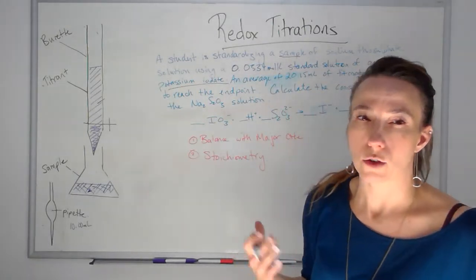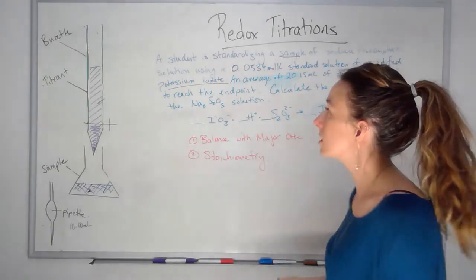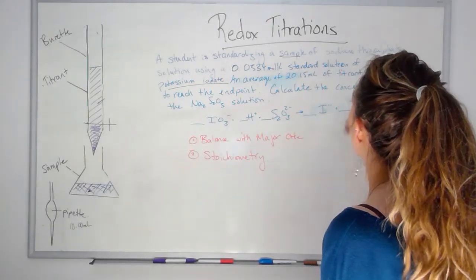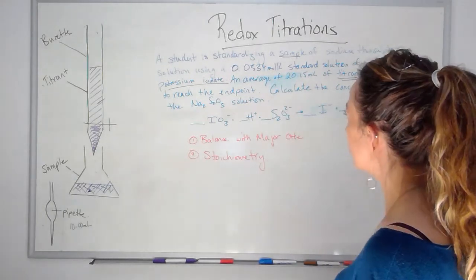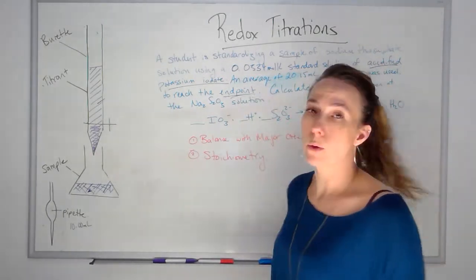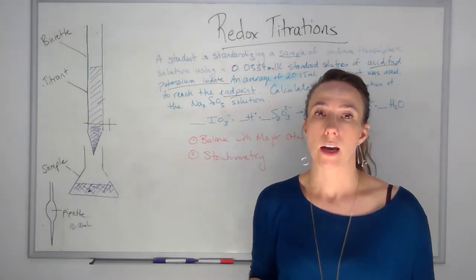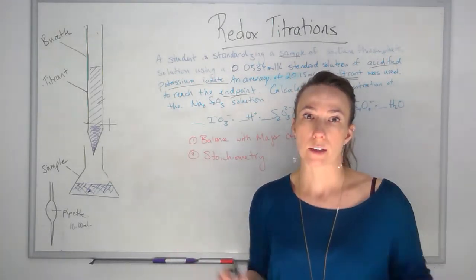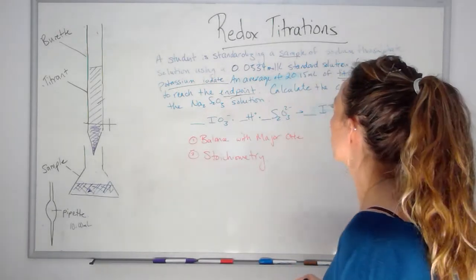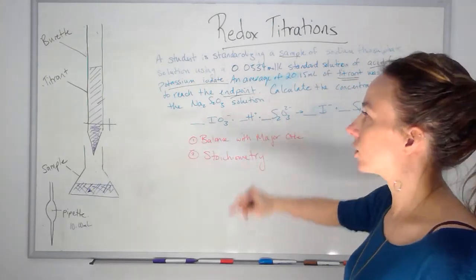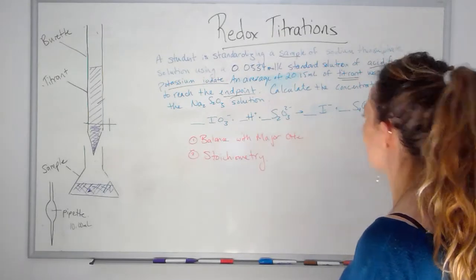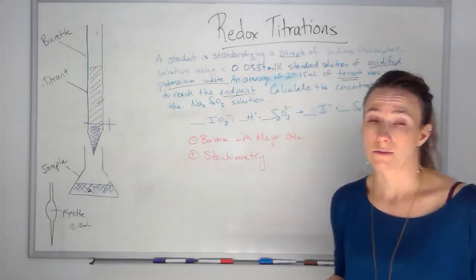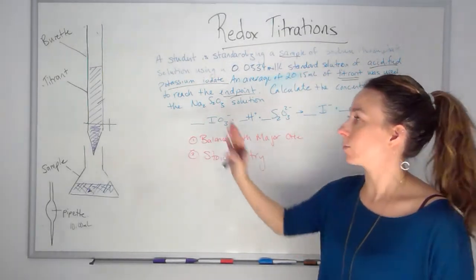So I know what acidified means in terms of my species list. An average of that much titrant, that's what's in the burette, is used to reach the end point. The end point is where I stop the titration because I've reached my perfect balanced equation stoichiometrically. Calculate the concentration of the sodium thiosulfate solution. And it gives me this skeletal reaction where it's obviously unbalanced. That's what the blanks mean.